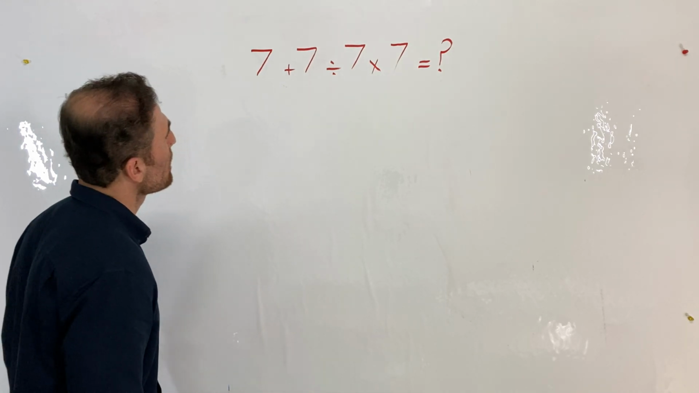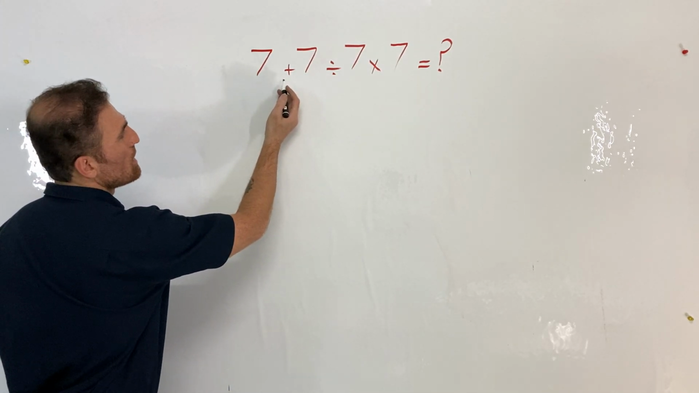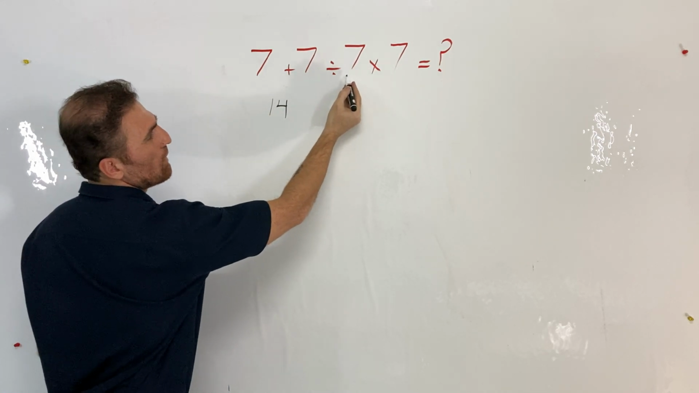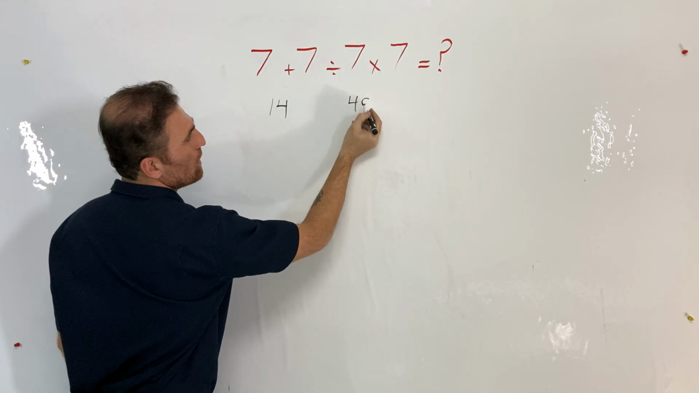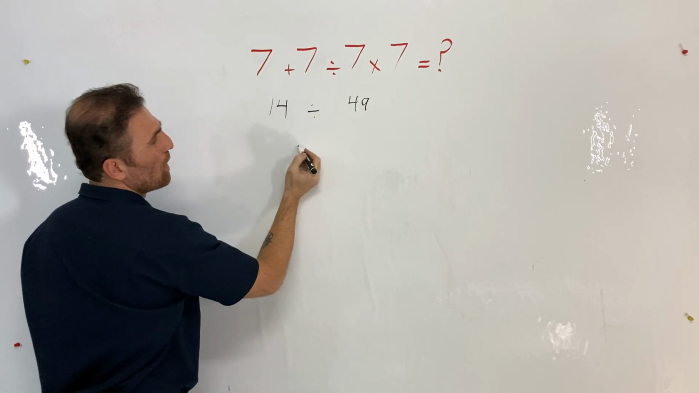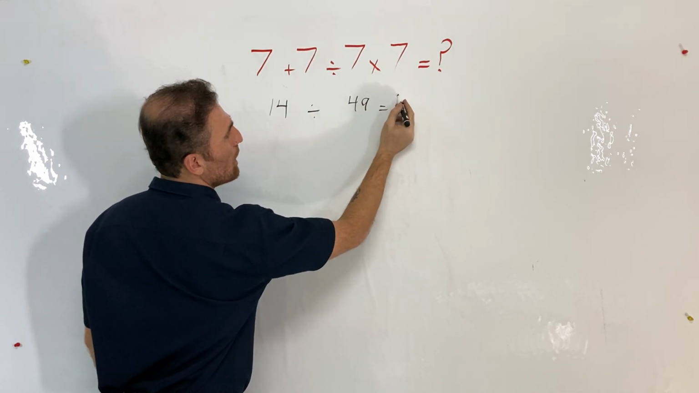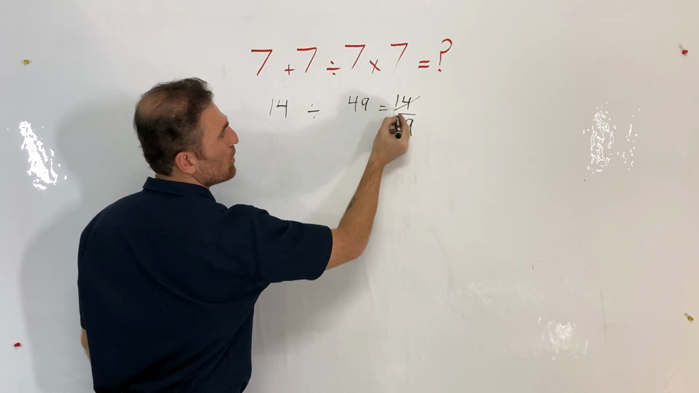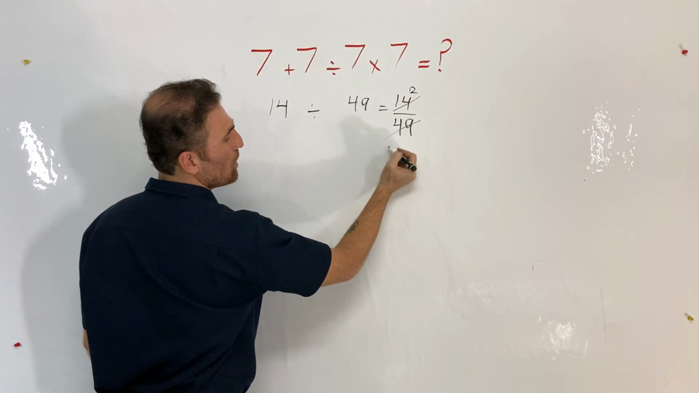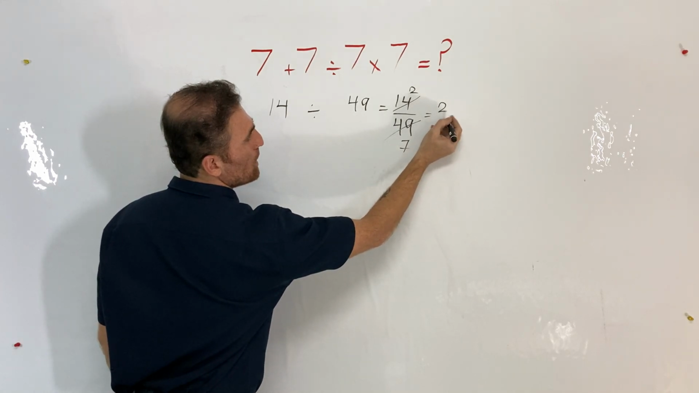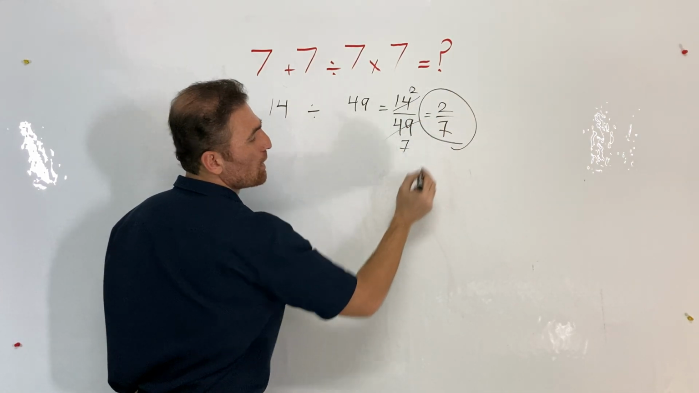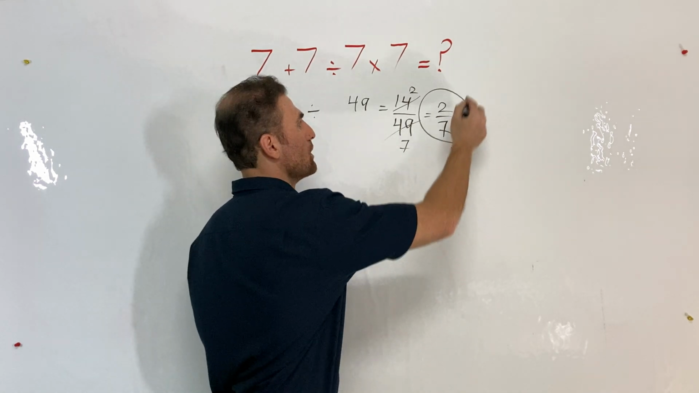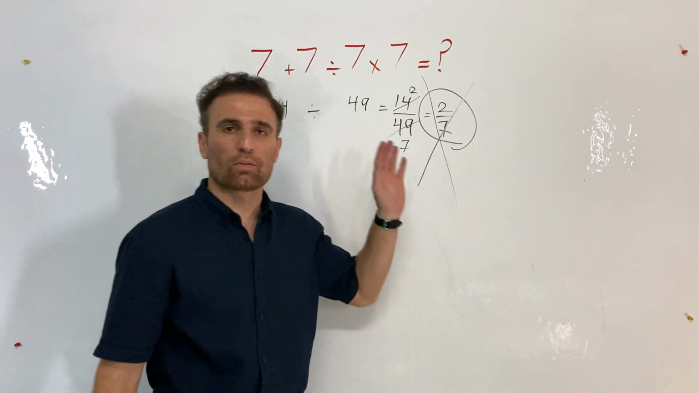To solve this, students usually start with this addition. They say 7 plus 7 equals 14, then 7 times 7 equals 49, and 14 divided by 49 equals 14 over 49. 14 divided by 7 is 2, and 49 divided by 7 is 7, so it's going to be 2 over 7. But let me ask you a question. Is this correct? Absolutely not. So what should we do to solve this question?